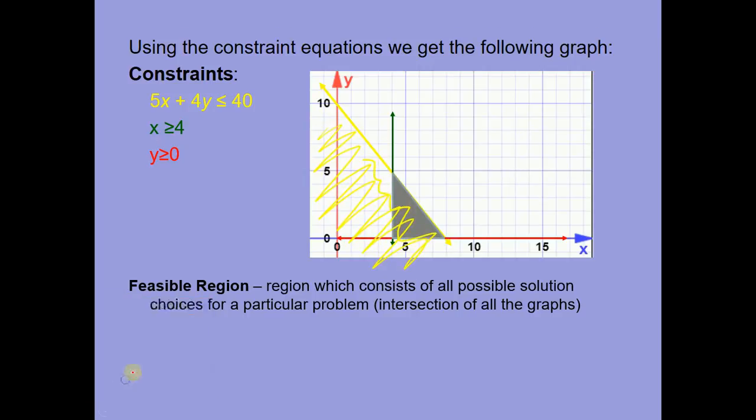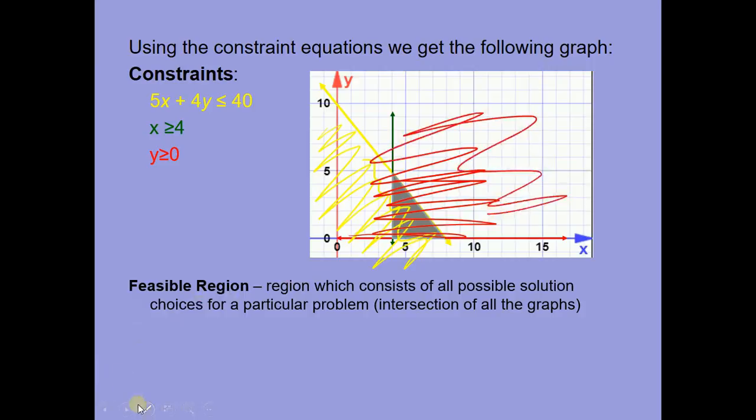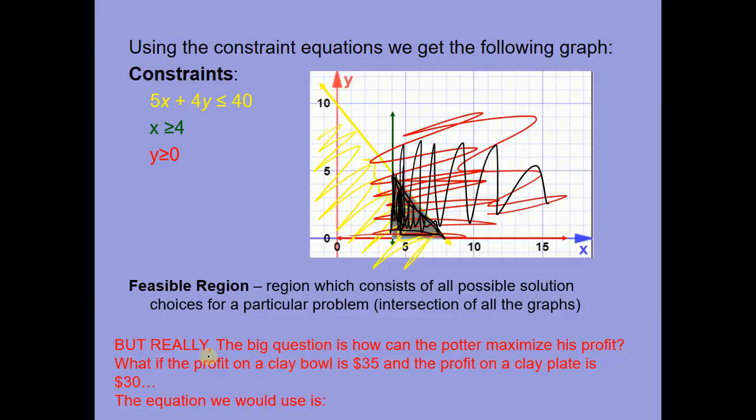My red would be up here, all up here. And the black line would have to be over here. So notice how right here, my triangle right there, that is where all of the colors are intersecting. We're going to use those points to figure out his highest profit. So really, what the question is asking is, how can this potter maximize his profit?